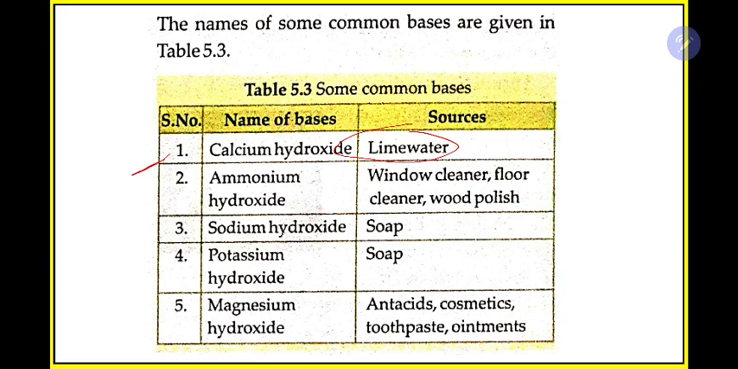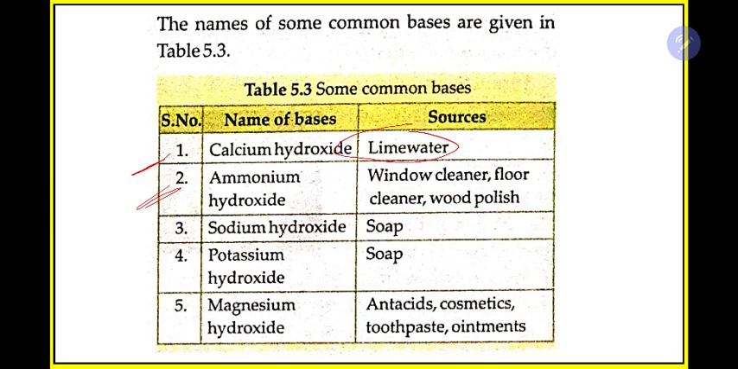Then the next is ammonium hydroxide. So from where do we get ammonium hydroxide? From different cleaning sources such as window cleaner. You have seen there is a window cleaner whose name in the market is Colin. People used to clean window glasses with these chemical sprays. They are known as window cleaners.